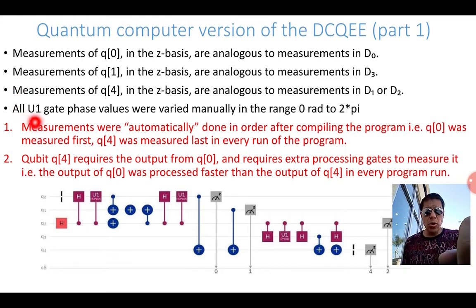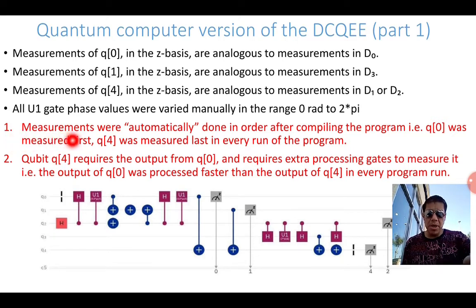And then it says here, all U1 gate phase values were varied manually in the range 0 radians to 2 pi radians. So for these gates, U1 here, U1 here, the phase value was varied manually, just like it was done for the quantum computer version of Wheeler's delayed choice experiment.